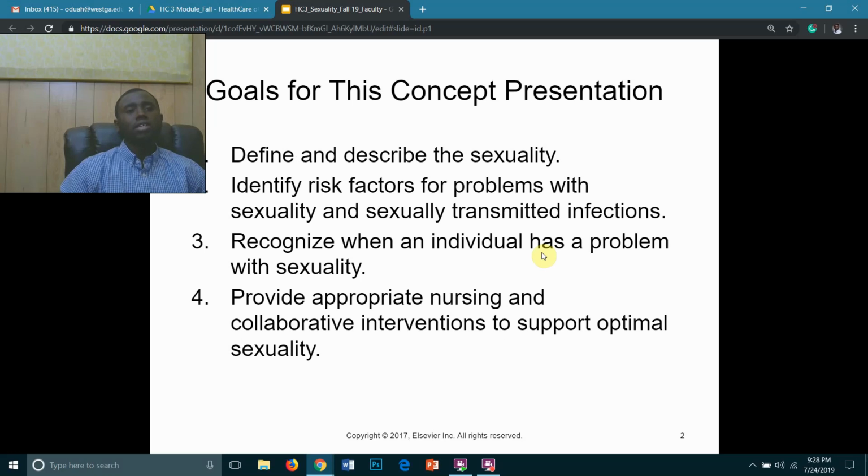Before we proceed, let me take this opportunity to remind you of our concept objectives. At the end of this session, you, the student, should be able to define and describe the concept of sexuality. You should be able to identify risk factors for problems with sexuality and sexually transmitted infections. Recognize when an individual has a problem with sexuality and provide appropriate nursing and collaborative interventions to support optimal sexuality.